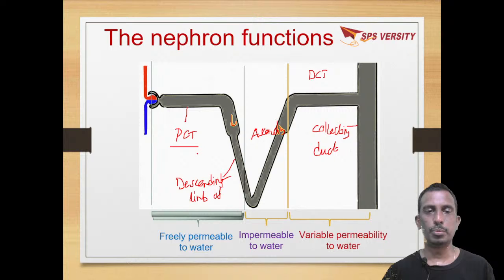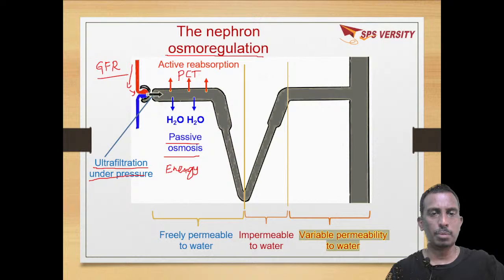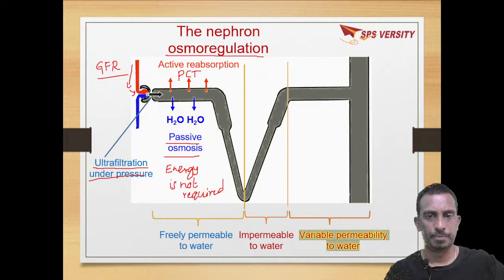Passive osmosis means energy is not required. So for absorption of water, energy is not required. That is, osmosis is a passive process where the water is reabsorbed. And here, at the PCT and descending limb of loop of Henle, the water reabsorption takes place. And here it is impermeable to water, there is no reabsorption of water.